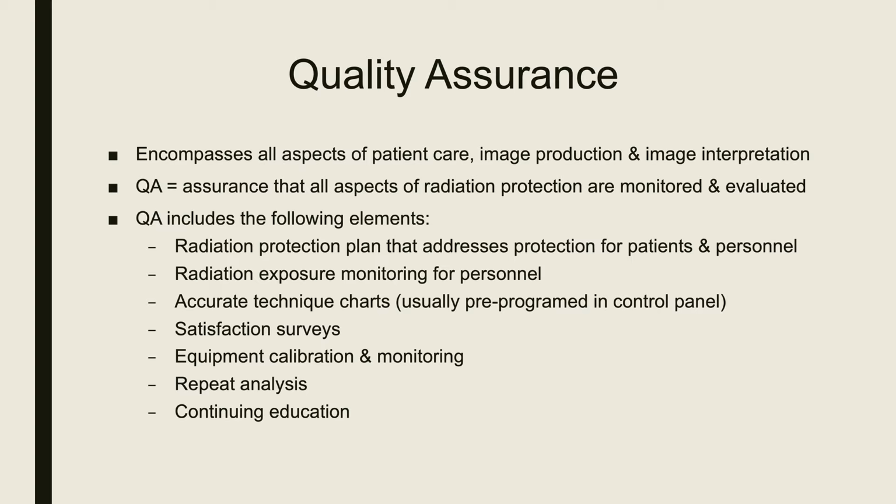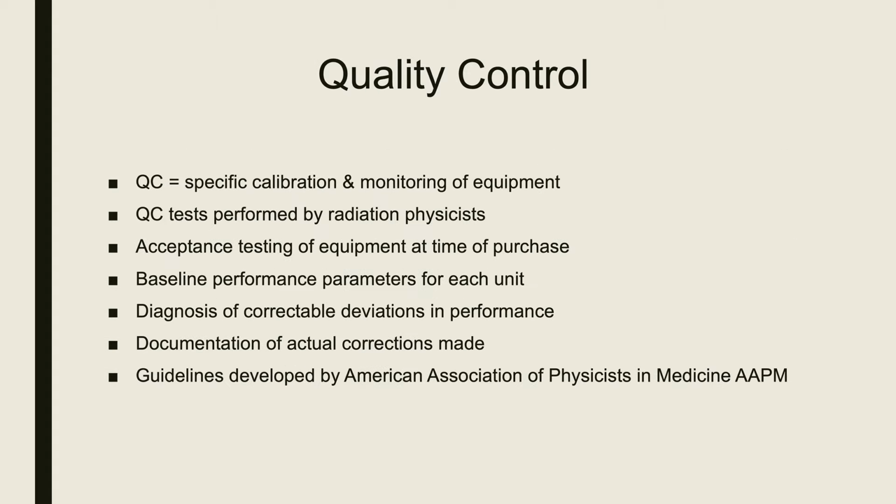This also encompasses the equipment calibration and monitoring, which is called quality control, and then the repeat analysis, and then continuing education. How I remember the difference between quality control and quality assurance is that quality assurance is people, and quality control is equipment. And just remember, you can't control people. So quality control, which is what we're going to focus on for this lecture, is all about the equipment.